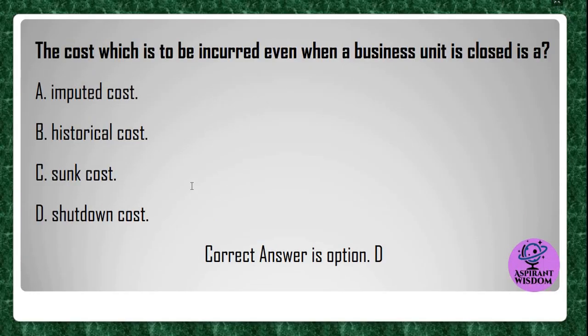The cost which is to be incurred even when a business unit is closed is A. Imputed cost. B. Historical cost. C. Sunk cost. D. Shutdown cost. Correct answer is option D.